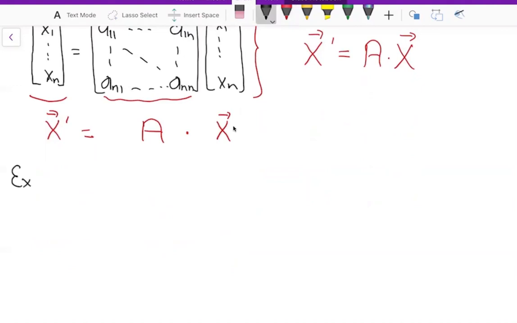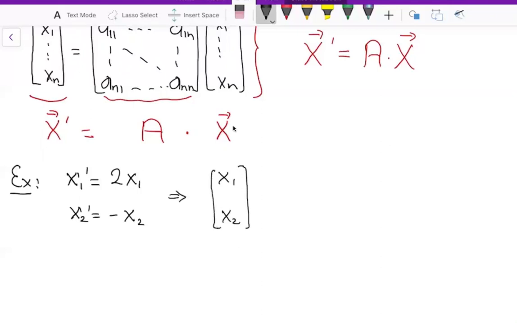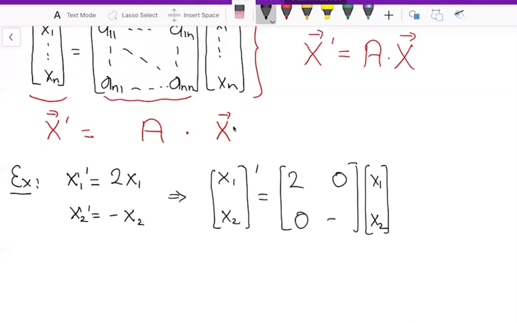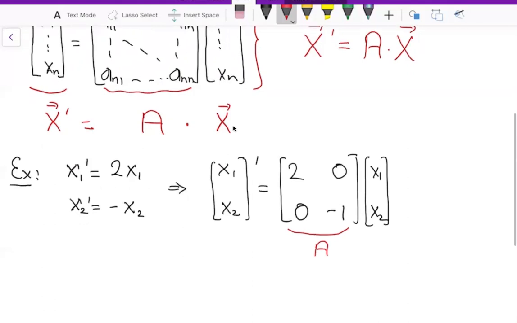Okay, let's start with an easy example. Let's consider the following problem. x1 prime is equal to 2 times x1, and x2 prime is equal to minus x2. If you write this in the matrix way, this is x1, x2 prime. What is the coefficient matrix now? For the top row it is 2 and 0, for the bottom row, 0 and minus 1. So this is our A in this case.